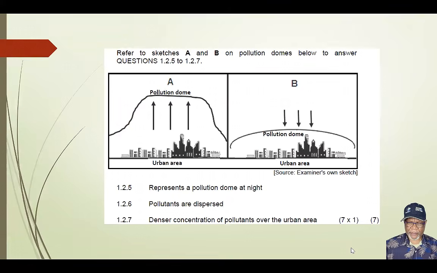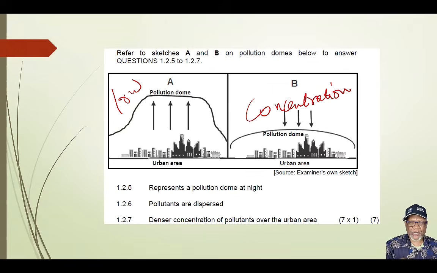So we have some activity here regarding pollution dome. We have pollution dome during the night and pollution dome during the day. So pollution dome during the day is higher because the temperatures are higher during the day and therefore the air is rising. But during the night, the temperatures are lower, so the pollution dome has a higher concentration. Here the concentration is lower because the air is rising and pollution is spread.